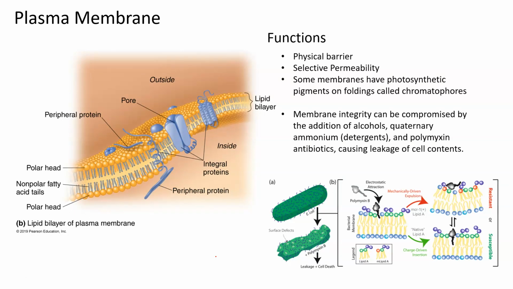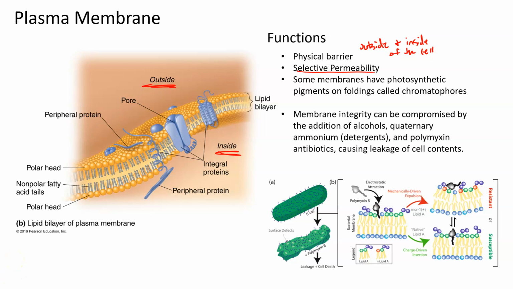It is a physical barrier between the outside and inside of the cell. It keeps things that are outside out, and it keeps things that are inside in. The plasma membrane has what we call selective permeability. Selective permeability means that it selects certain substances to come in while disallowing certain substances to exit.